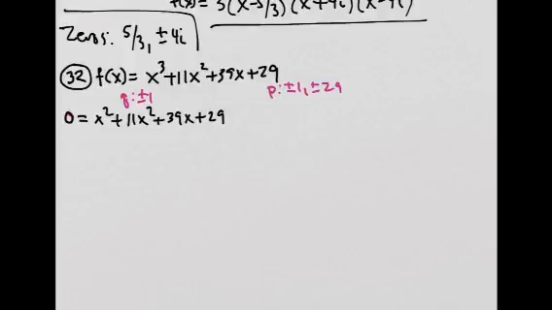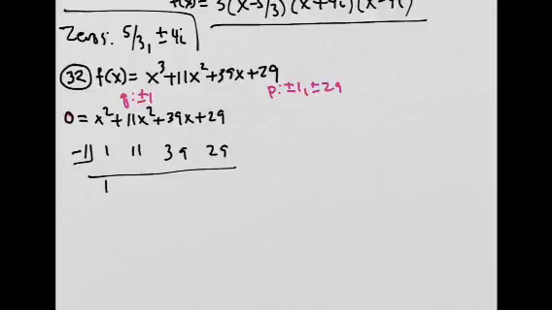So for that reason, I won't start off with positive 1 or even positive 29. I'll start off with negative 1. Okay, because that's the only way I could possibly get a 0. So put the numbers in there.